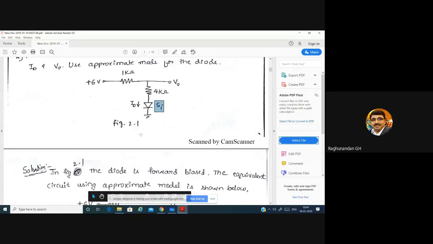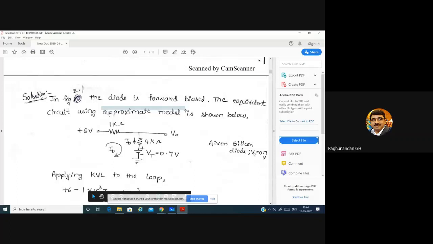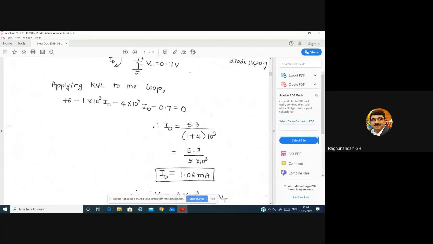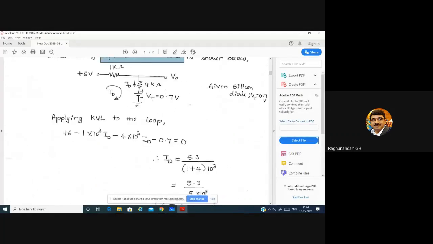We are just going to replace this diode by a battery, because they're telling us to use the approximate model. So the approximate model will be used. Now this is the circuit which is given. A similar kind of problem we have solved in module 1 already, but we will still solve it, not an issue.